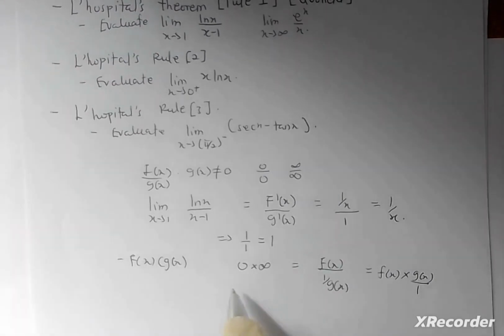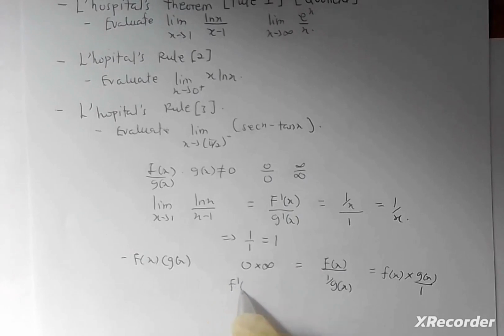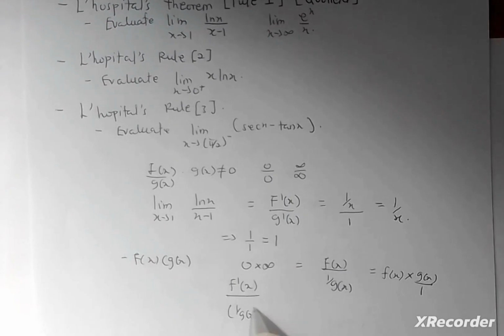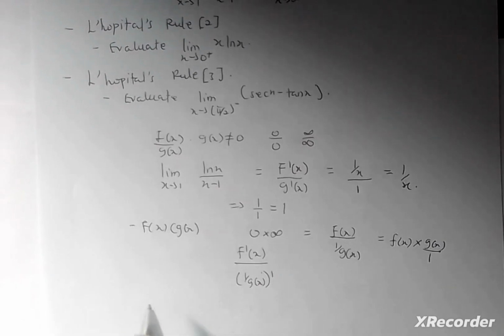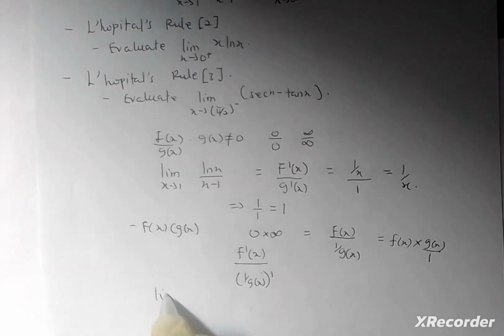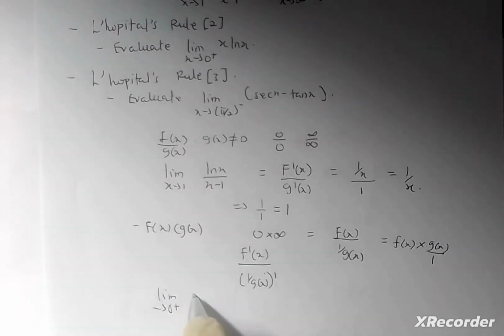Then we differentiate the top, so you're going to get f prime of x over then 1 over g of x, all prime. Then after, we apply our limit value. So let's take an example here. I'm going to evaluate the limit as x approaches positive 0 of the function x ln x. If I put 0 into this straight away, it's going to give me an indeterminate form.